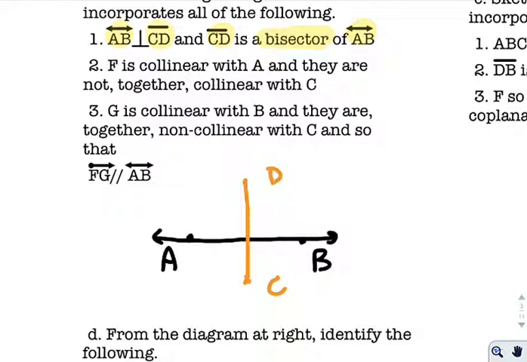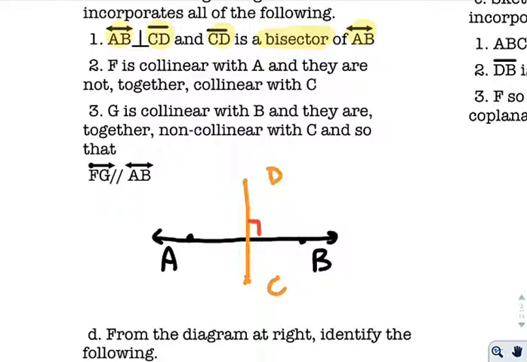Now again, there's lots of different ways you can do it. This is just the way I'm choosing, so please take note of that. CD also has to be a bisector of AB and be perpendicular. So we can put in some symbols to make sure that's interpreted that way. So here you have the perpendicular sign, meaning that it's going to be crossing at a right angle.